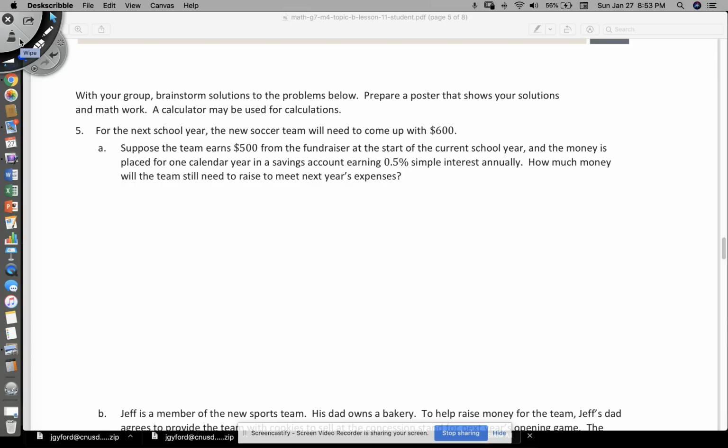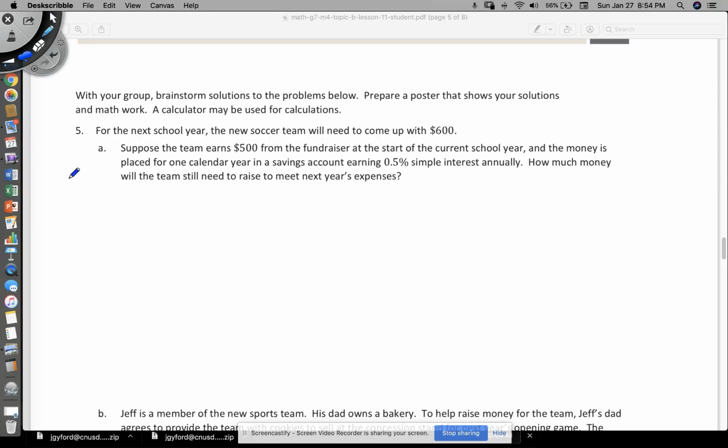For the next school year, the new soccer team will need to come up with $600. All right, so here's our first scenario. Suppose the team earns $500 from the fundraiser at the start of the current school year, and the money is placed in a 1 calendar year savings account, which earns 0.5% in interest. How much money will the team need to raise to meet the next year's expenses?